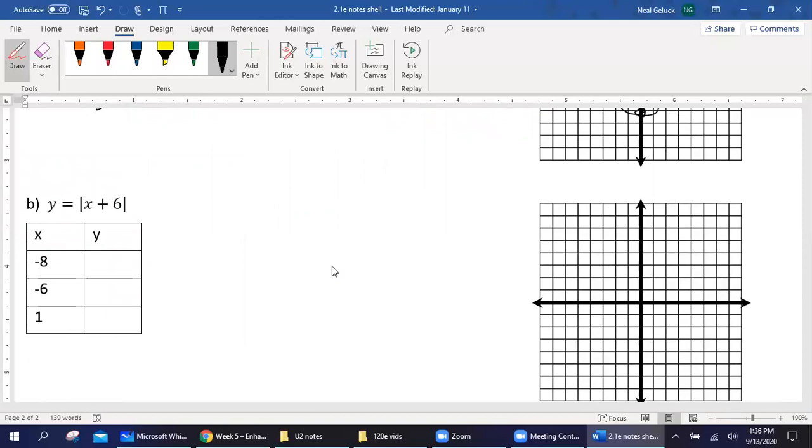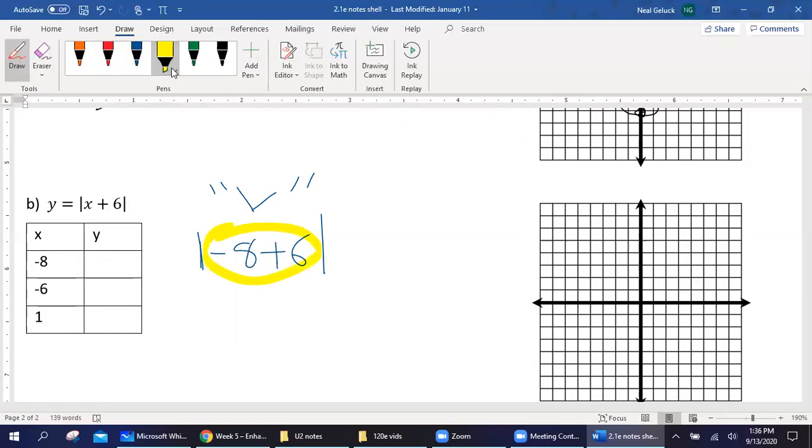For letter B, this is an absolute value. Absolute values look like a V. They come to a point. Where parabolas had a curvature, absolute values come to a point. Now, be careful. When I plug in the -8, what some students will want to do is say, oh, so that's +8 because it's inside an absolute value. No. Do the stuff inside the absolute value. That would be -2. And then take the absolute value. So the answer would be 2.